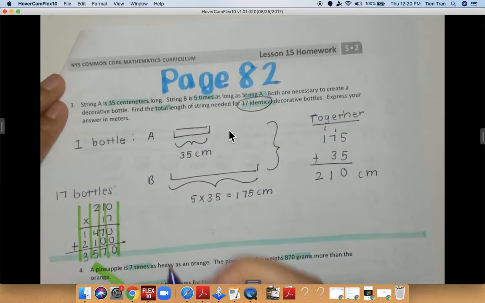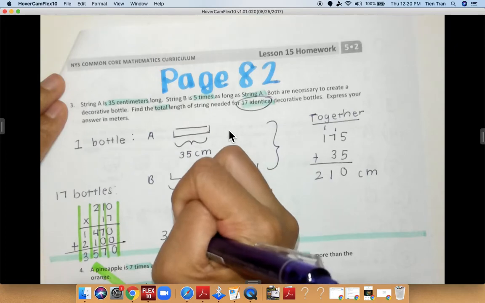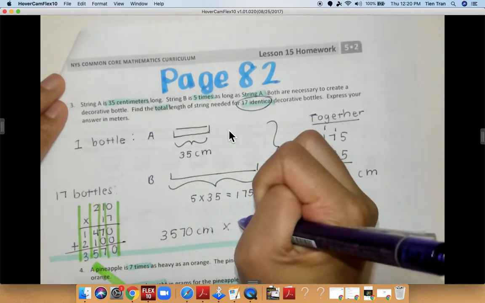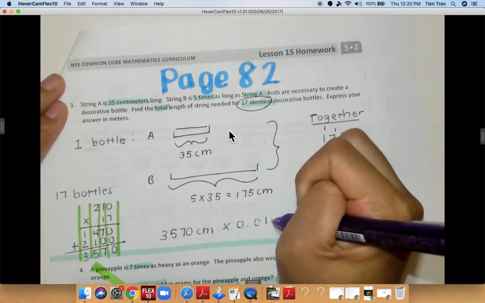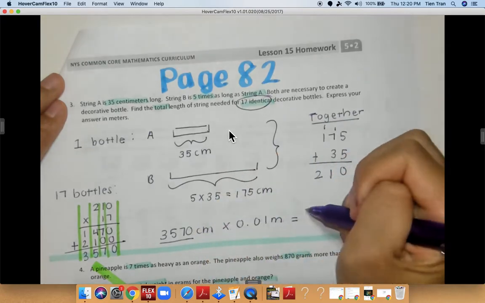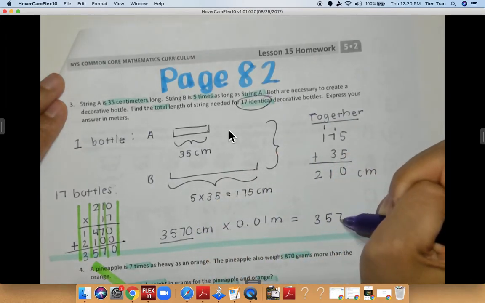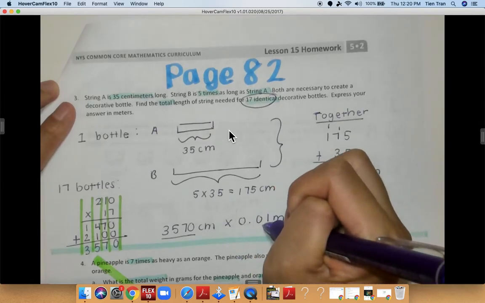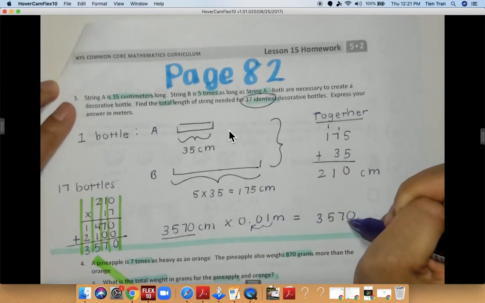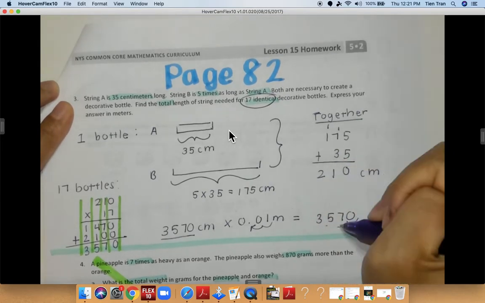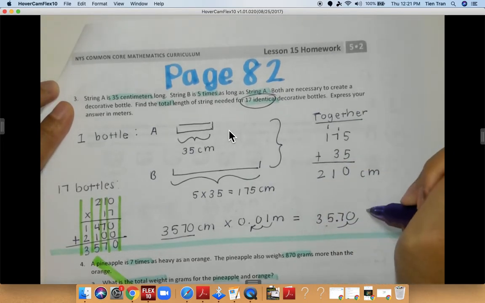3,570 centimeters. Now, I'm not quite done yet because I need to convert this into meters. So I'm multiplying times 0.01 meters, and that's going to give me my conversion. 1 times 3,570 is going to give me 3,570. I'm going to move my decimal over twice, just like in my question. So my final answer is going to be 35.70 meters long.